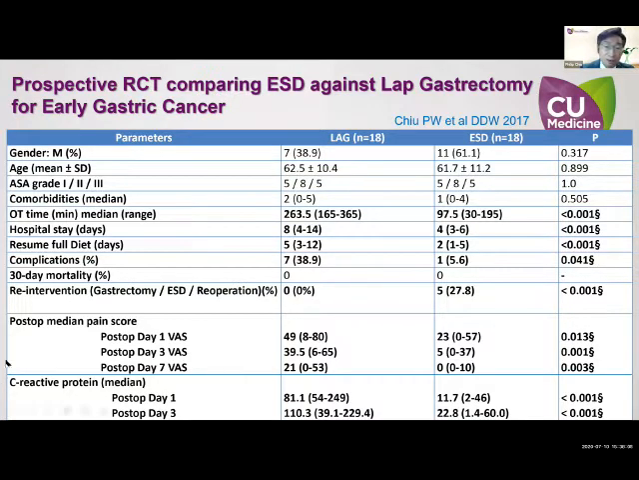And if you look into the post-op pain outcome, ESD has significantly lower pain and also a lower level of CRP on post-op day 1 and day 3.